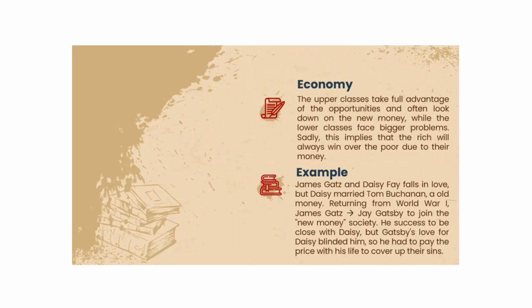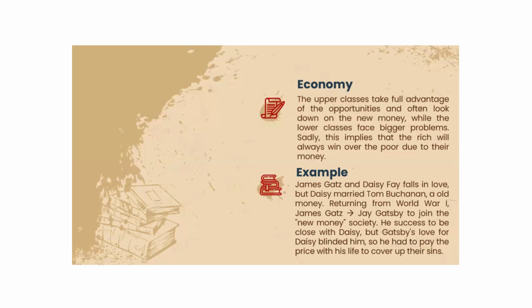For instance, James Gatz is an officer who falls in love with Daisy Fay, an elite socialite in Louisville. However, Daisy later married Tom Buchanan, a wealthy gentleman from Chicago. Then, after returning from World War I, James changed his name to J. Gatsby to conceal his true identity to be a member of the new money club. He wants to be like Tom Buchanan and to be close to Daisy. But old money has a tendency to look down on new money, and they do the same to Gatsby also.